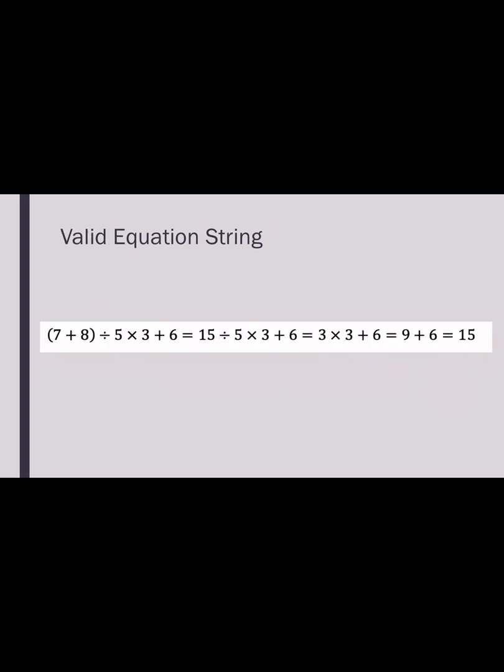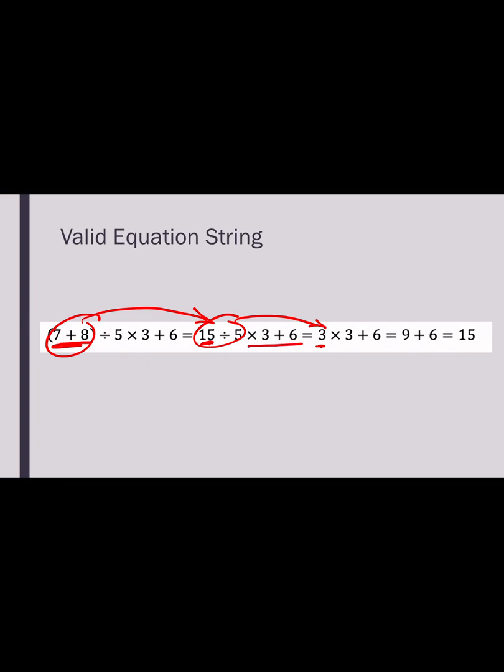Let's see how this equation string can become a valid one using this approach. So using the equation string here, what we have is 7 plus 8 divided by 5 times 3 plus 6. Now the 7 plus 8 became 15 in this next one. And then 15 divided by 5 became 3 in this next one. So 15 divided by 5 became 3. 7 plus 8 became 15. Okay, everything else is carried through to maintain equality.